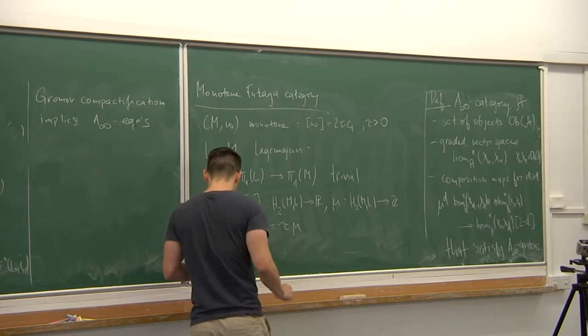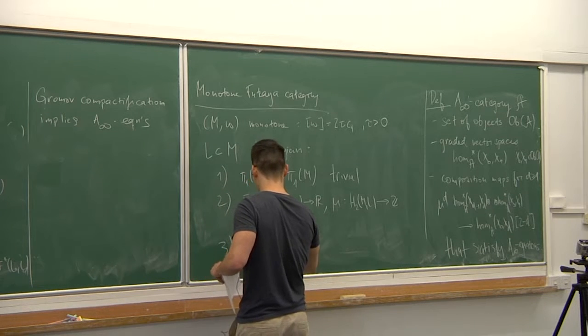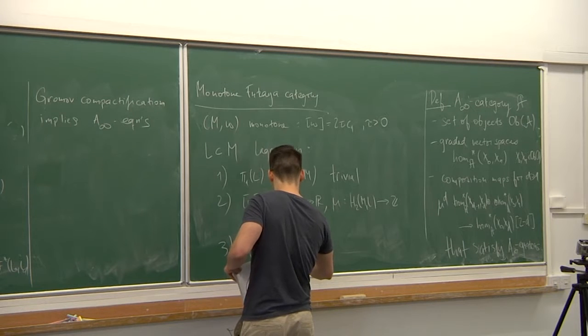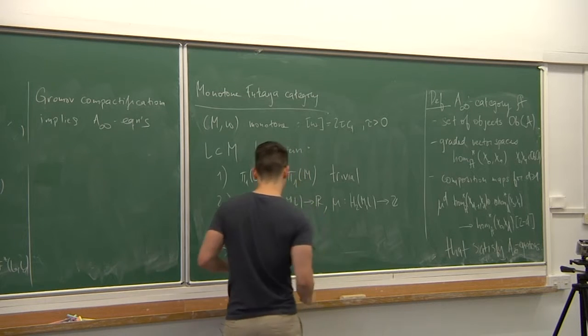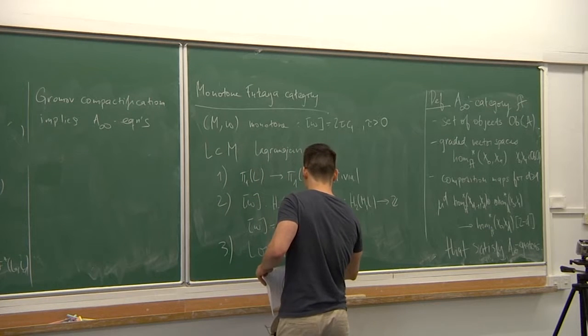And so here we have some further conditions. Namely, we want L to be oriented. And since we want an orientation on the moduli spaces, we also want L to be spin.